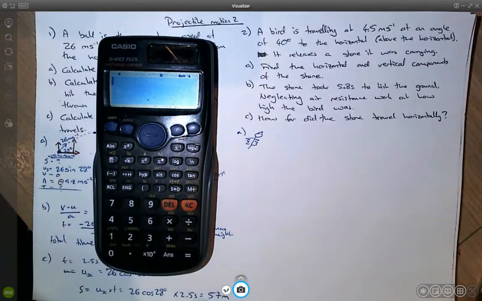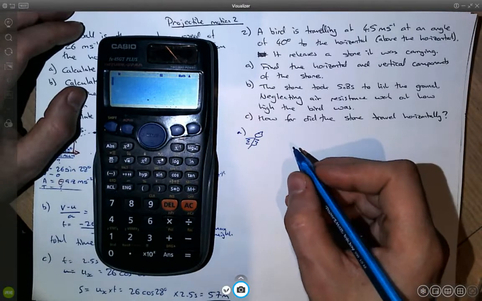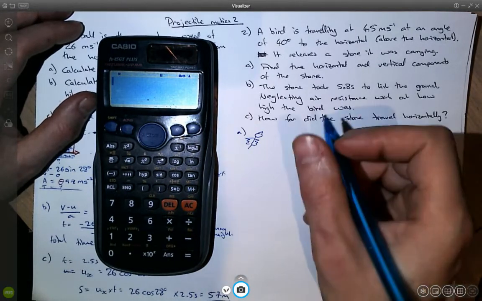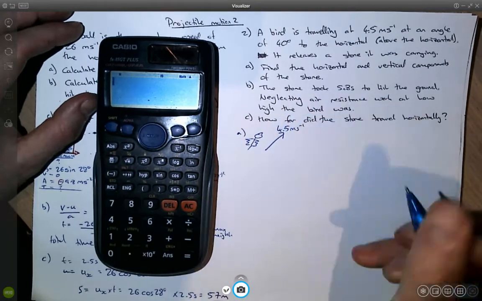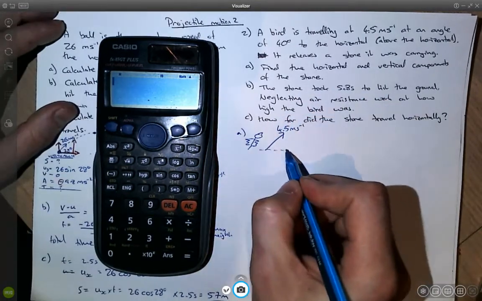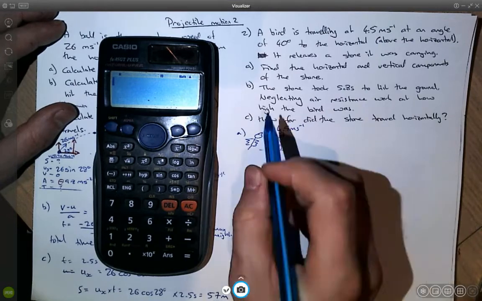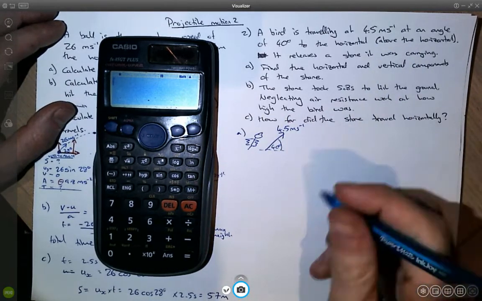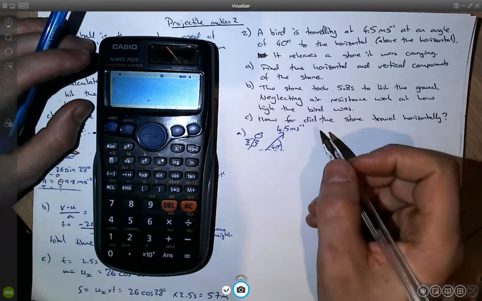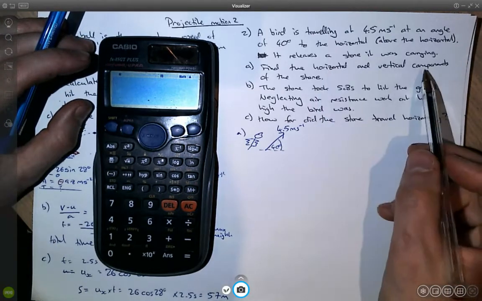This bird is traveling at 4.5 meters per second at an angle of 40 degrees to the horizontal. And it says here above the horizontal. So we know it's going up. It releases a stone it was carrying. Find the vertical and horizontal components of the stone.